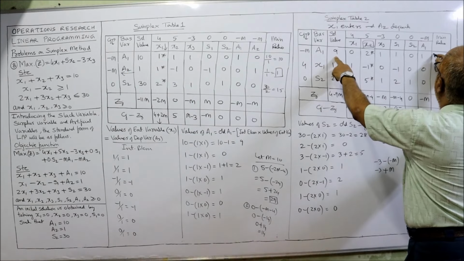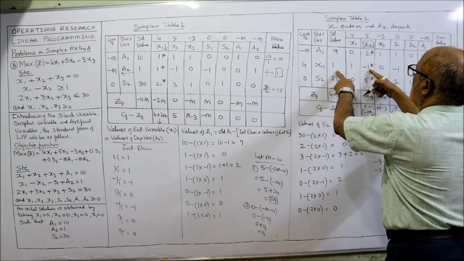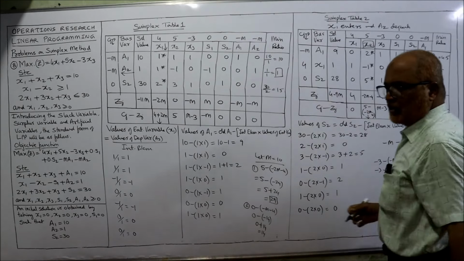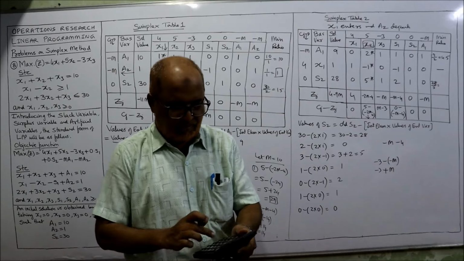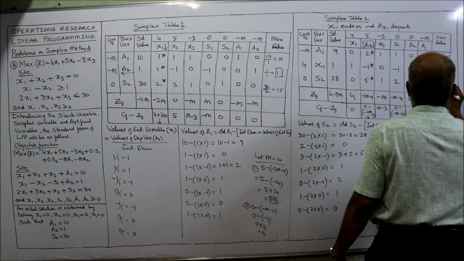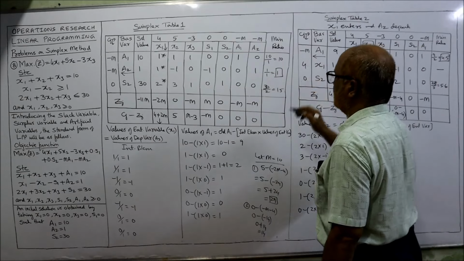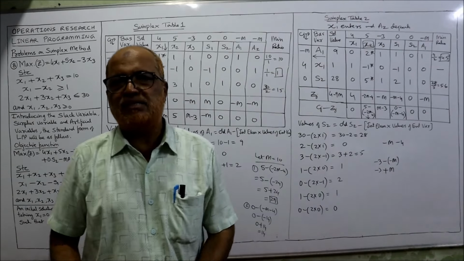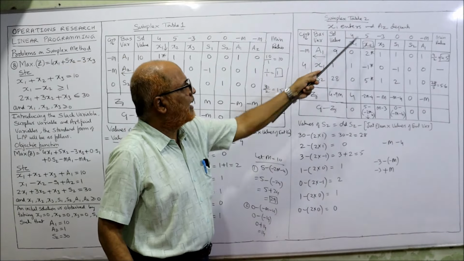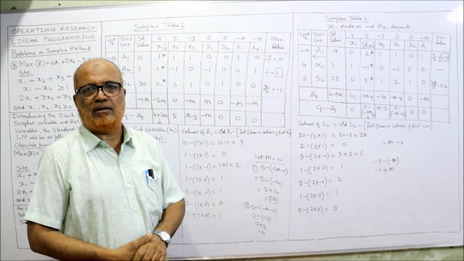And which will depart? Now it depends on minimum ratio. 9 divided by 2 is equal to 4.5. Then here dash, because the denominator is minus, we should not calculate. 28 divided by 5, you will get 5.6. So 4.5 or 5.6, whichever is lower, 4.5. So A1 will depart. So in the next table, simplex table 3, x2 will enter and A1 will depart.